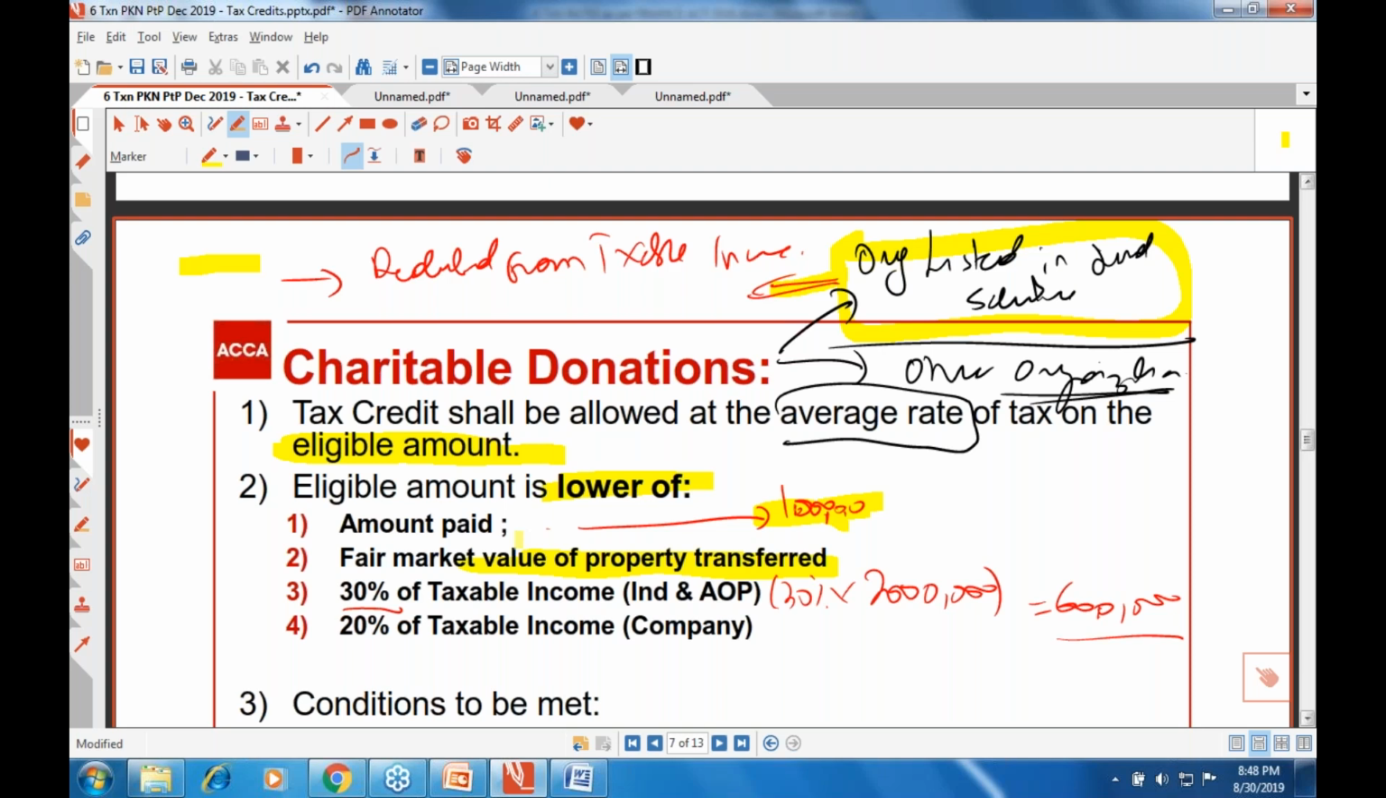I'm repeating it again. At times, what actually happens is we give the donations in kind. So if we give the donations in kind, then such donations will also be considered, and they would be considered at their fair value. Is it okay? Is it okay to everybody?